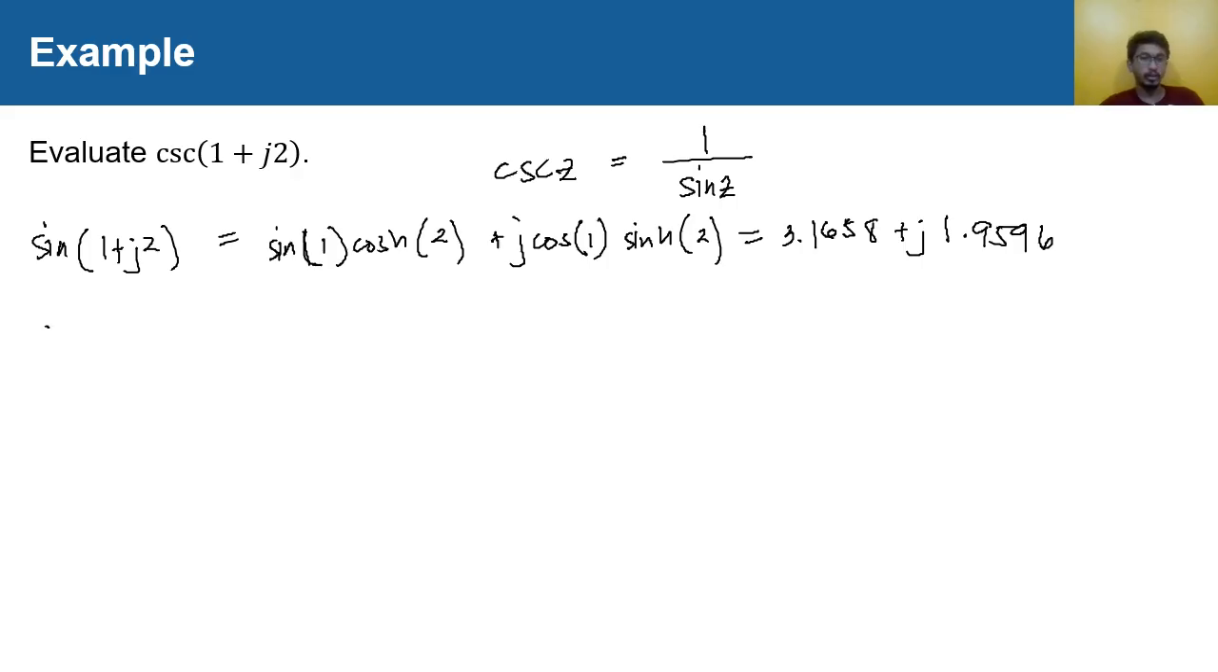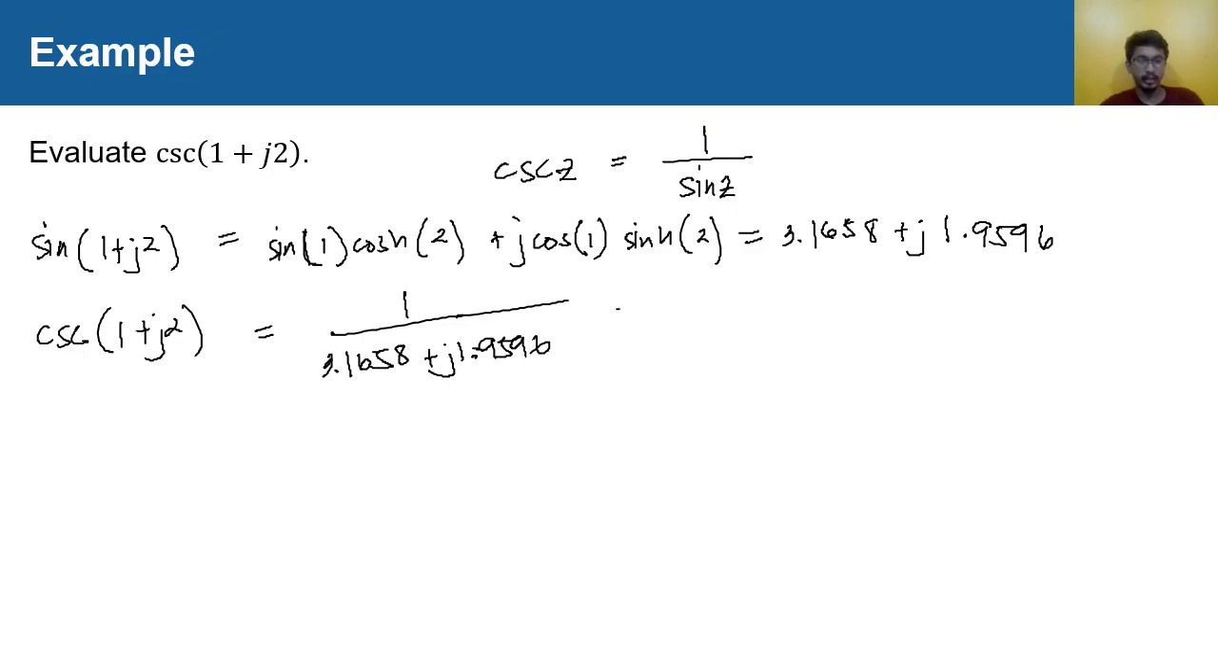And then cosecant of 1 plus j2 is the reciprocal of sine z. So we have 1 over sine z, or that is 1 over 3.1658 plus j1.9596. So the answer for this one, we now have 0.2284 minus j0.1414.